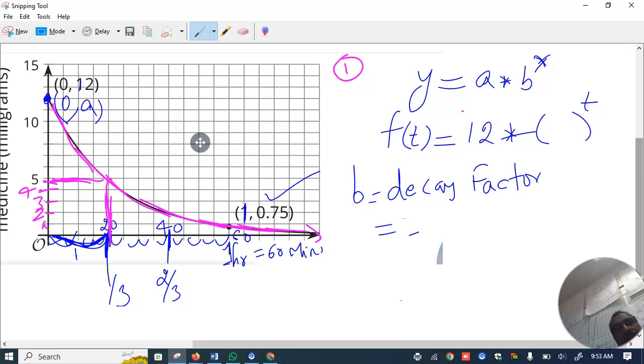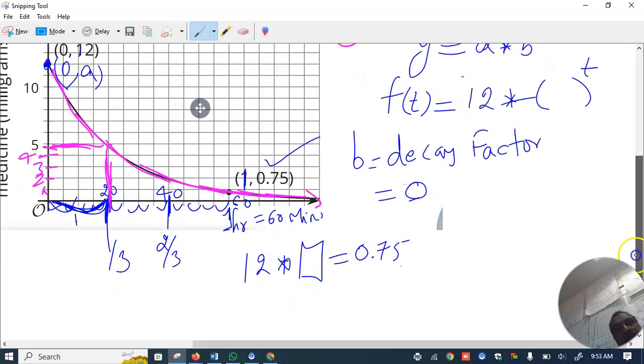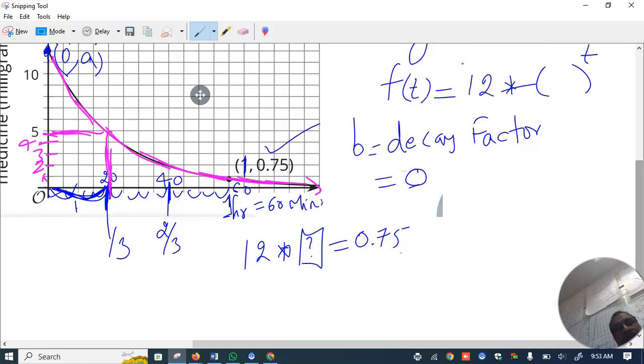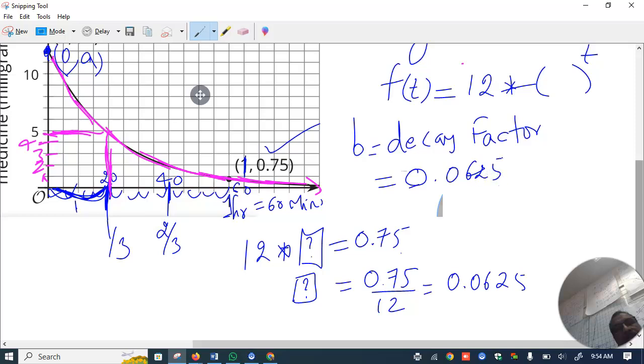We can easily divide. In other words, 12 multiplied by what equals 0.75? You can see this is the same as dividing, so that's 0.75 divided by 12. If you use the calculator, you end up getting 0.0625. So the decay factor becomes 0.0625. That's what you replace here, and you're done.